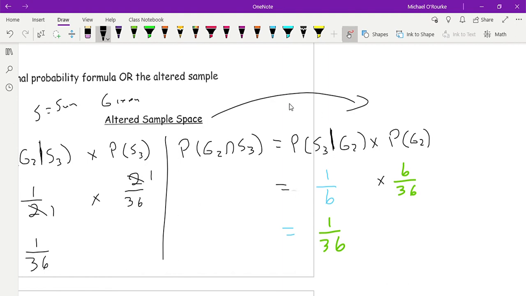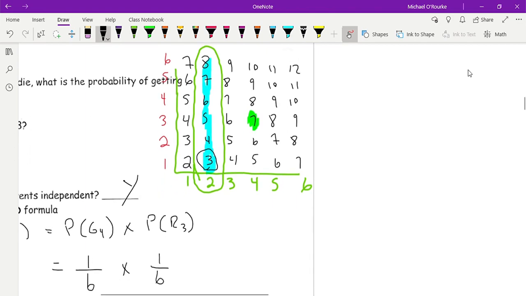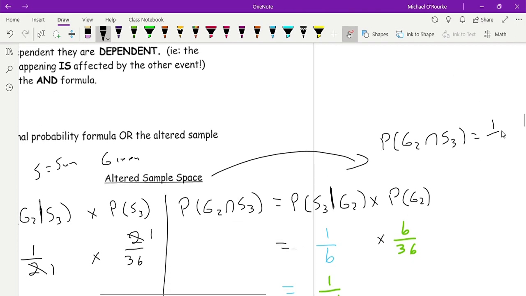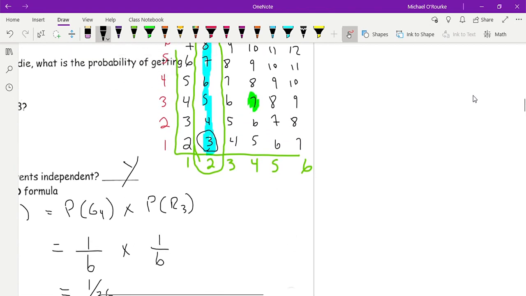Now the other way is we could just look at the sample space in this question, and look at how many of these sums of 3 have a green 2. 1, right? So your answer is 1 over 36. That's just looking at the chart. That's the easiest way to do it, but sometimes you don't have these options along those lines.